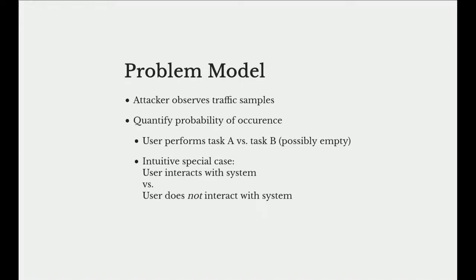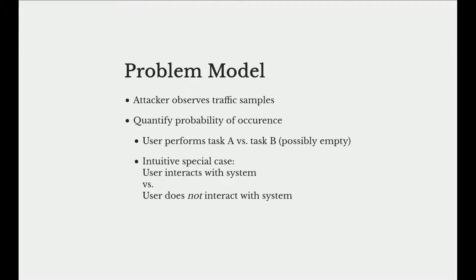So to formalize this, we want to quantify the probability of the occurrence of a particular traffic sample. We assume that the user is given the choice between two tasks, A and B, which may of course be possibly empty. The user has to perform one of the tasks. The attacker then captures the output of the system in terms of traffic samples, and then the attacker has to decide whether the user performed task A or task B.